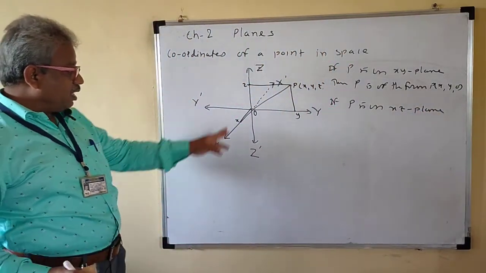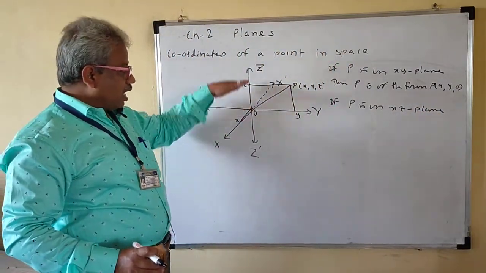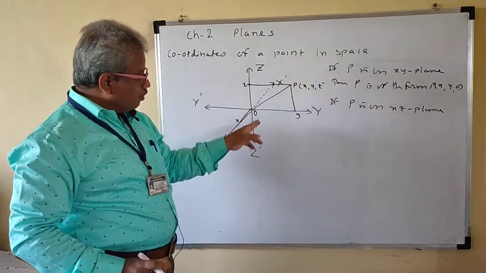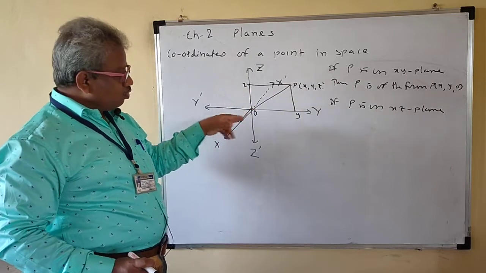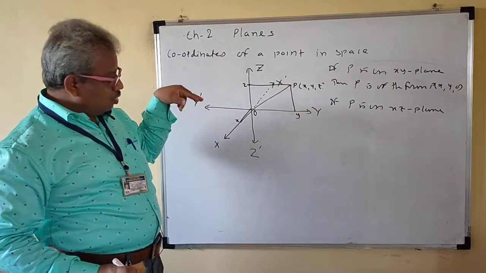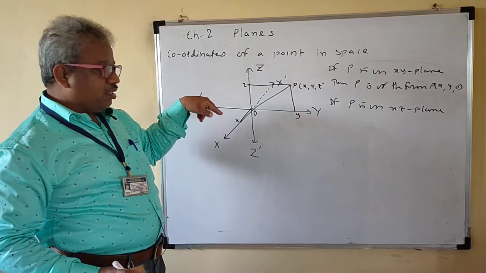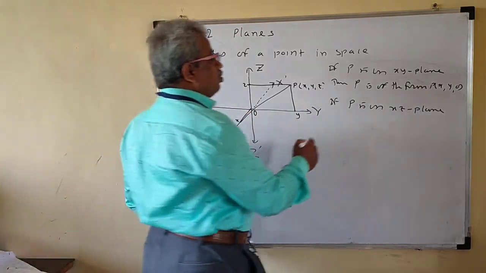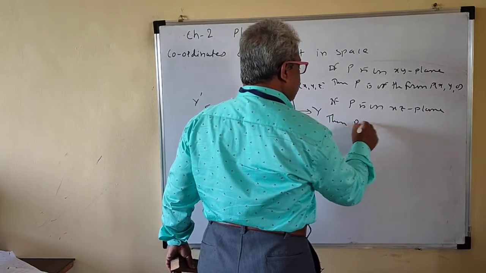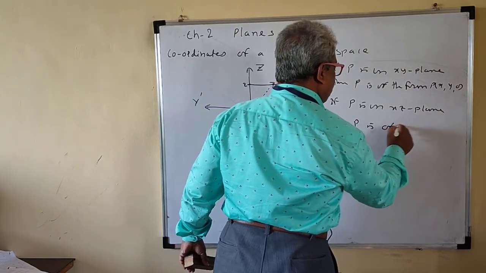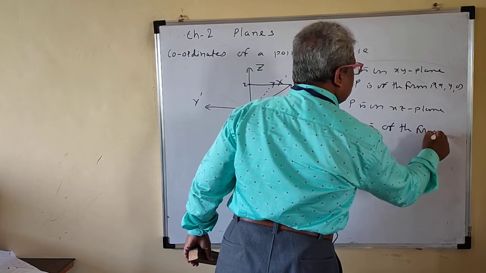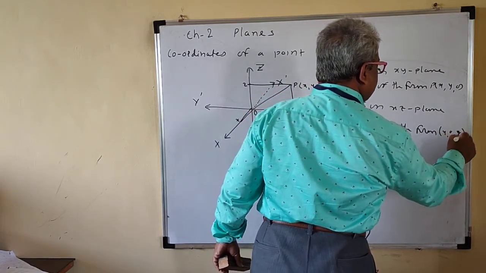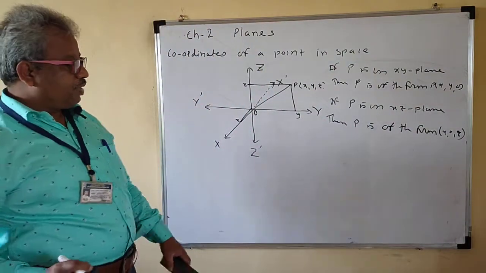Okay. So if p is on the xz plane, which is the xz plane? This is your x axis, right? And this is the z axis. This is a plane perpendicular to the board, passing through the x axis and z axis. So if you draw a perpendicular to the y axis, you get a 0. Then p is of the form (x, 0, z). That means the y coordinate of p is 0.